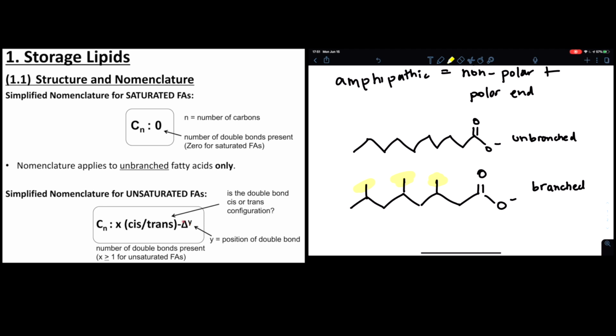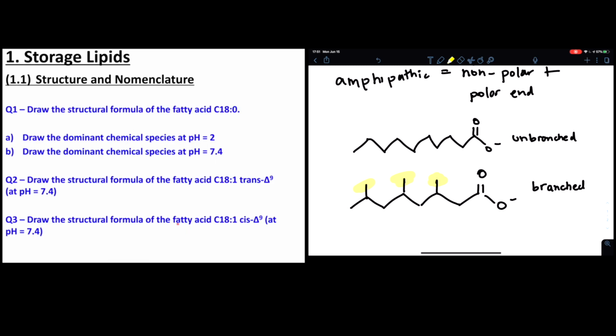Okay, so if that doesn't make sense to you right now, we're going to go over some examples of this so it makes it very clear. So let's answer the questions here to learn about saturated and unsaturated fatty acids.